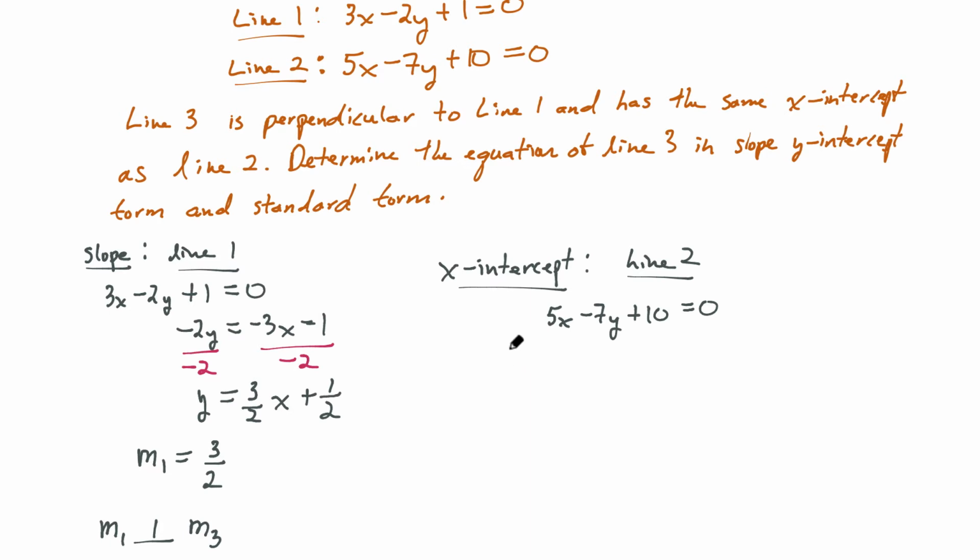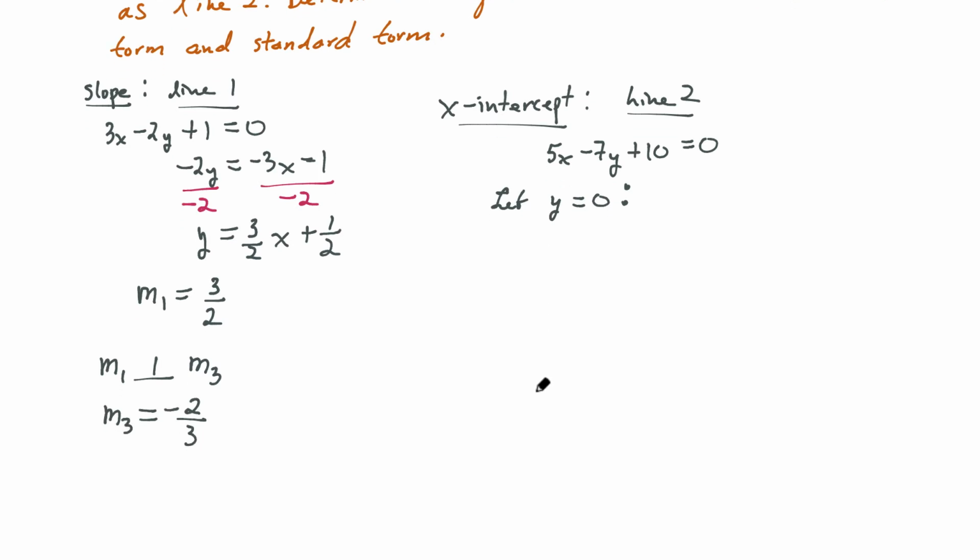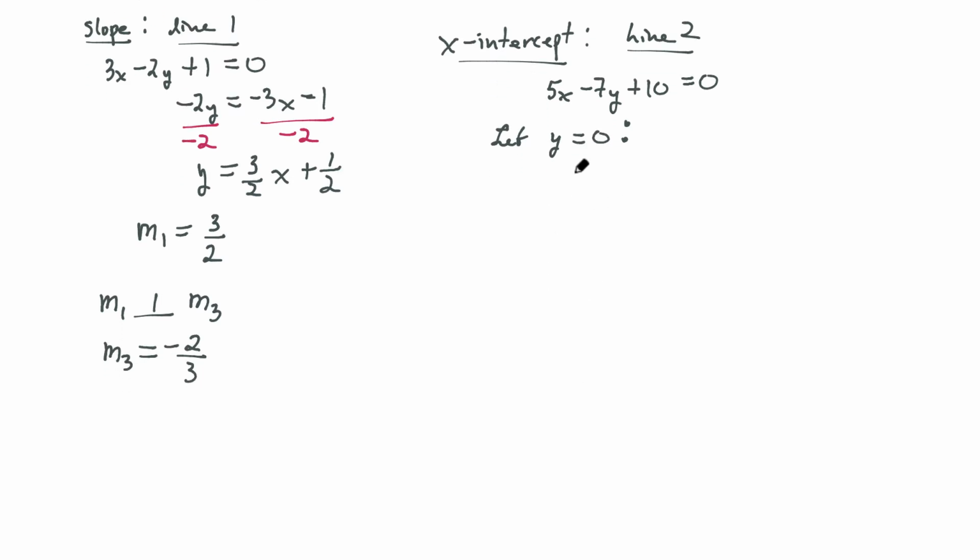To figure out what the x-intercept is, we let y be equal to 0. And that's because the x-intercept is where the graph of this line crosses the x-axis. And along the x-axis, y is equal to 0. So that's why we let y be equal to 0. If we do that, we have 5x minus 7 times 0 plus 10 is equal to 0. Solving this equation, we can subtract 10 from both sides.